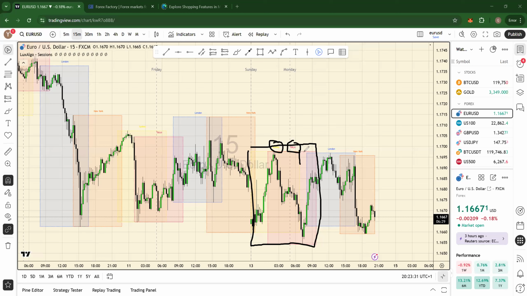Now we have the London session and the New York session. If you look closely, you'll notice that the New York session is still open. By 10 p.m., it is going to be closed. The market is going to close, and then the Asian session opens at that time.